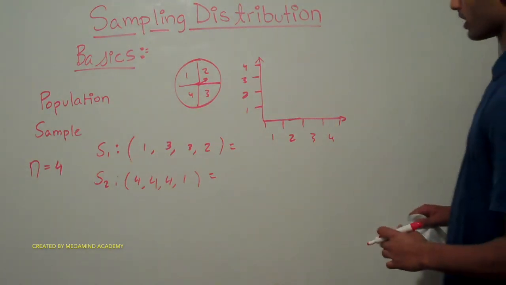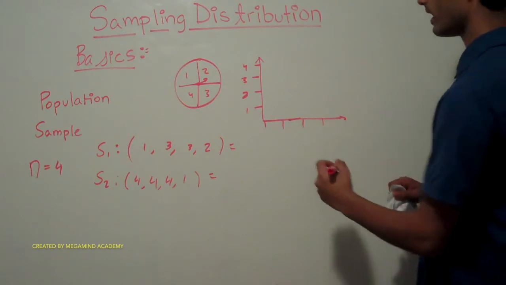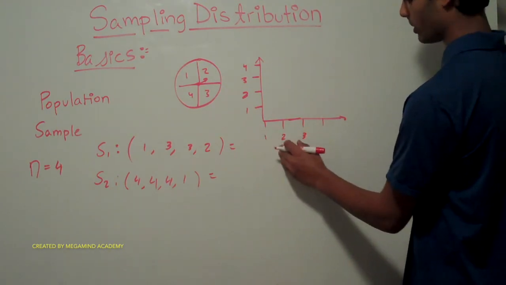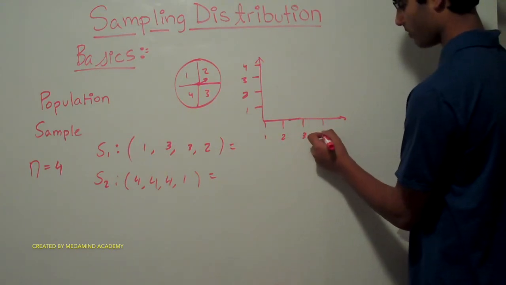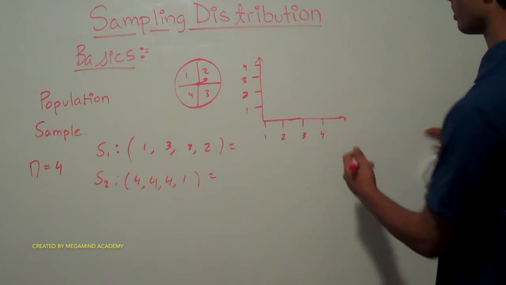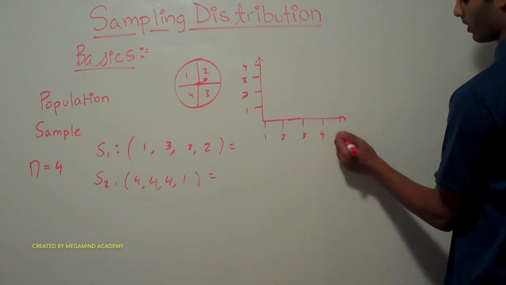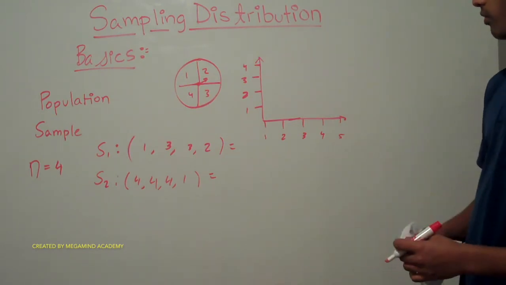Also, the other thing I forgot to mention is that these values have to be in a histogram shape. So it has to be 1 to 1.999, 2 to 2.999, 3 to 3.999, and 4 to 5. Okay, so it has to be in a histogram format.